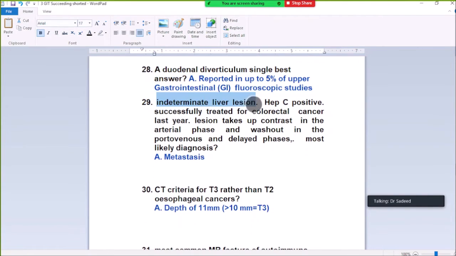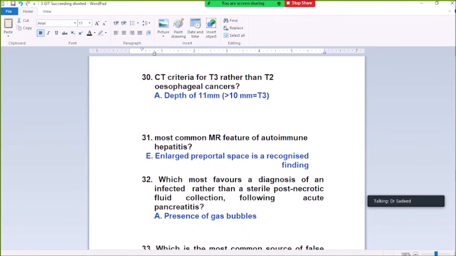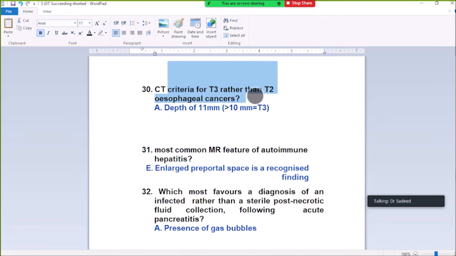Question 29. Indeterminate liver lesion, hepatitis C positive, successfully treated for colorectal cancer last year. Lesion takes up contrast in the arterial phase and washes out in the portal venous and delayed phase. Because of previous colorectal cancer, and it takes up contrast in the arterial phase and washes out in the delayed phase, most likely metastasis.